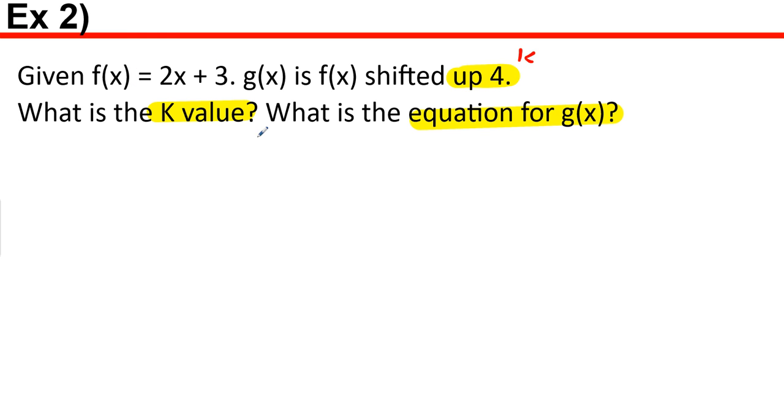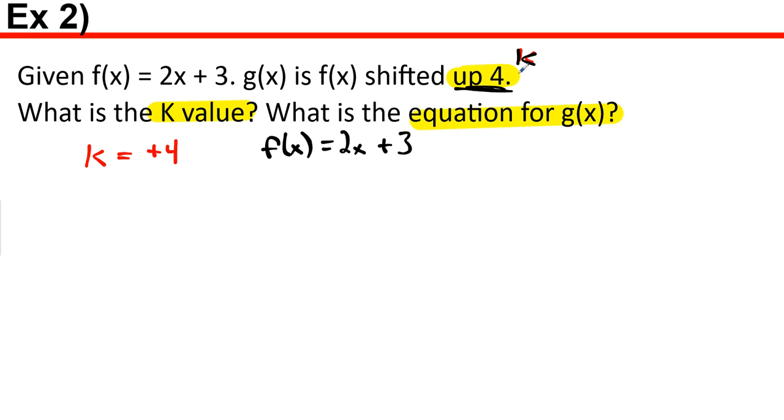So what is the k value? Well, k is equal to a positive 4. Now, to write the equation for g of x, we have to take f of x, which is 2x plus 3, and we have to shift it up 4 on the k value.